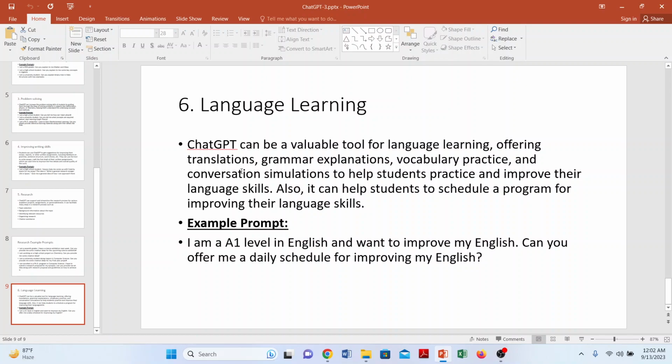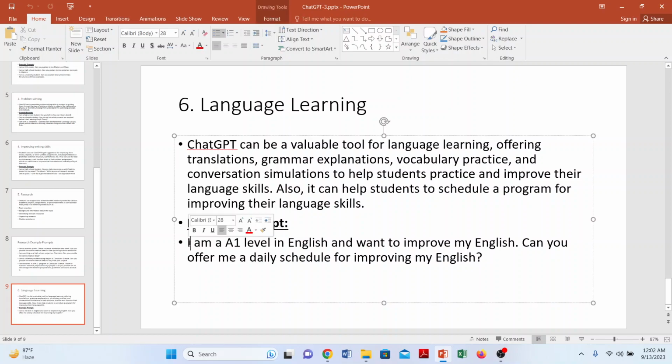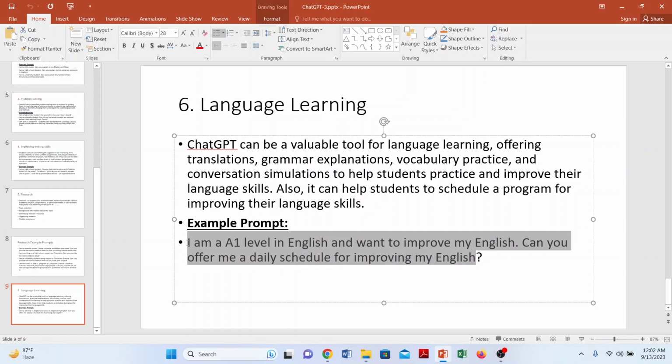Last, if you want to learn different languages, for example, if you are applying for a scholarship to go to Korea or France and you want to learn their language, you can have ChatGPT make a plan for you and give you details on how to learn. For example, if you are going to an English-speaking country where you want to learn English: I am at A1 level in English and want to improve my English. Can you offer me a daily schedule for improving my English? So you can ask ChatGPT to make you a daily schedule as well.